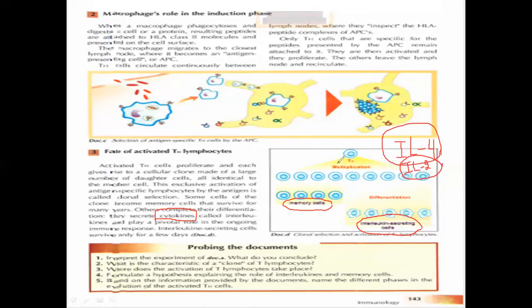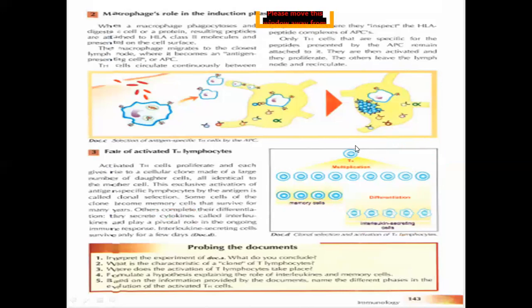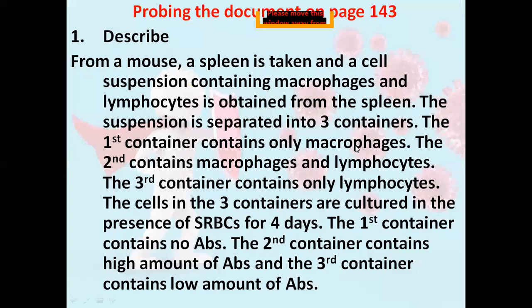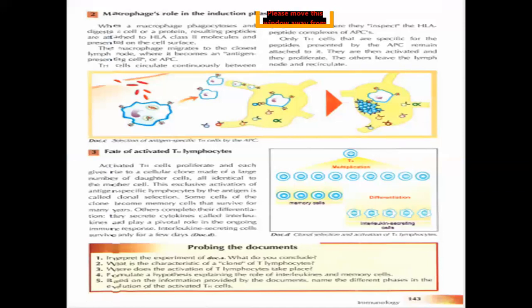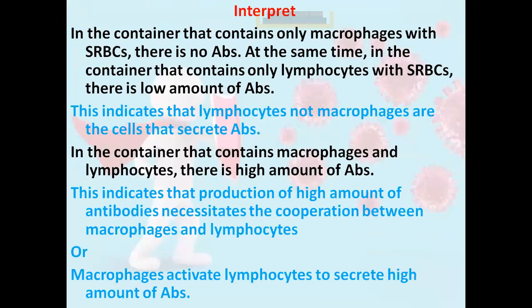These are secreted by the T helper. As I said before, T helper cells have an important role in determining the type of the immune response, whether it is a humoral or a cell-mediated immune response. So part one we already interpreted, and I added the description and the interpretation. I will move to part four: formulate a hypothesis explaining the role of interleukins and the memory cells. What do they do?